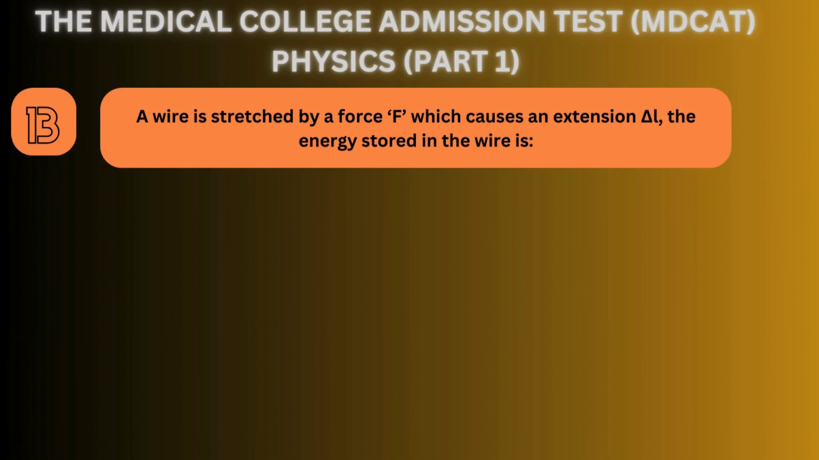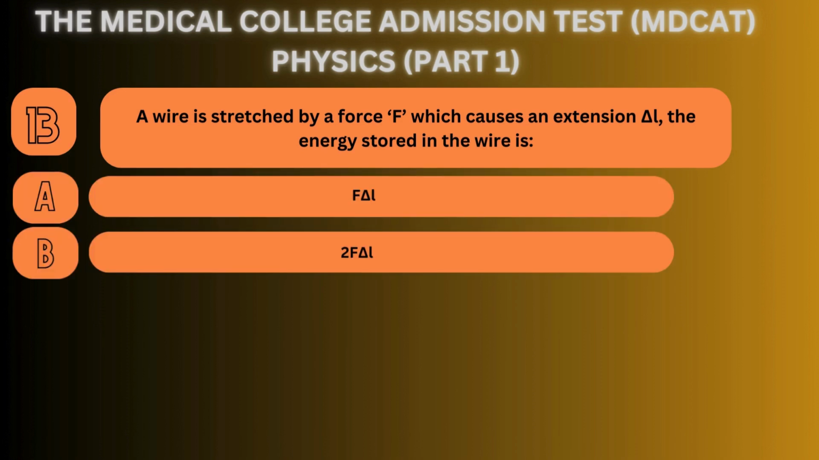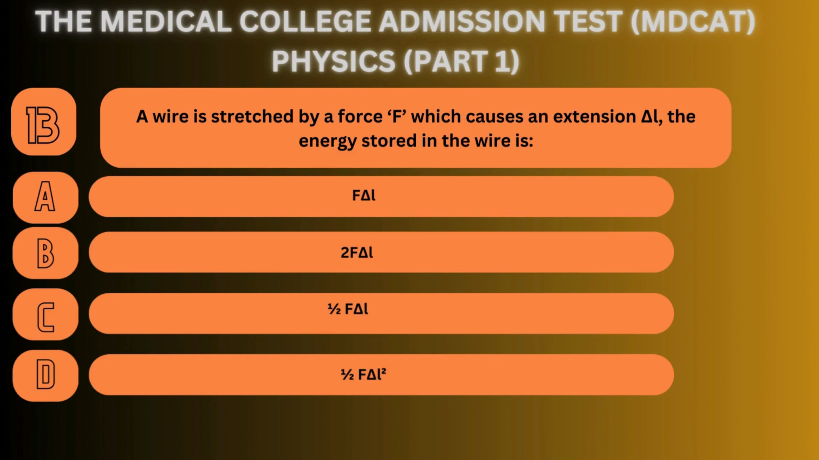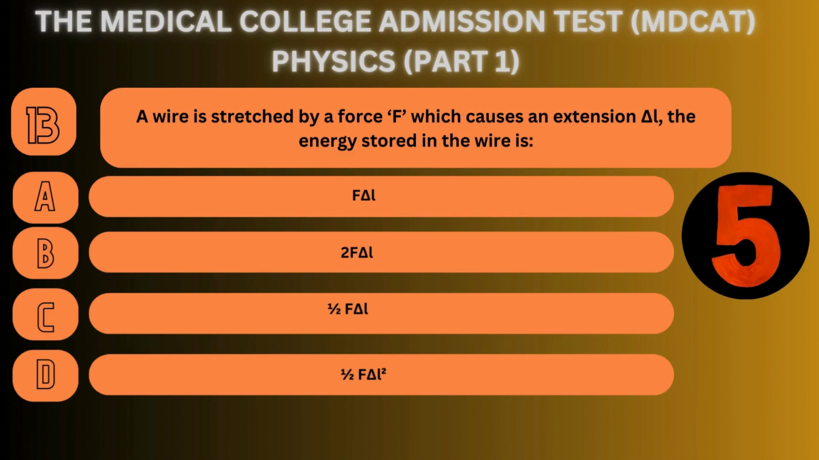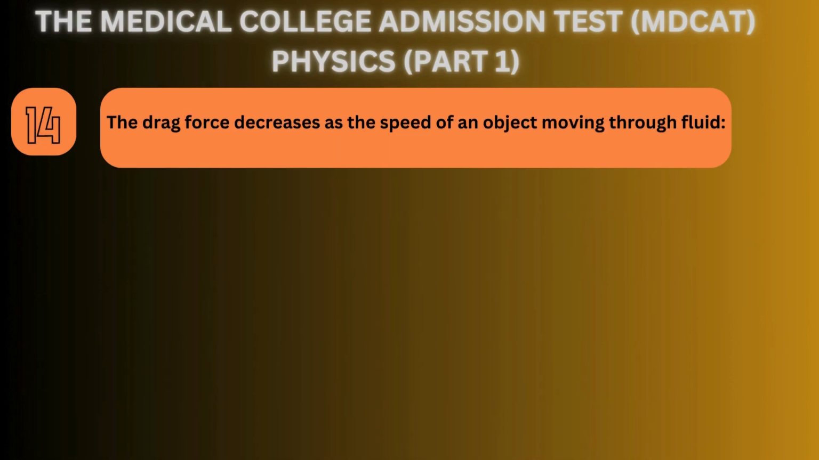A wire is stretched by a force F which causes an extension increment L. The energy stored in the wire is, option A, F increment L, option B, 2F increment L, option C, 1/2 F increment L, option D, 1/2 F increment L squared. 5, 4, 3, 2, 1. Correct answer is C, 1/2 F increment L.